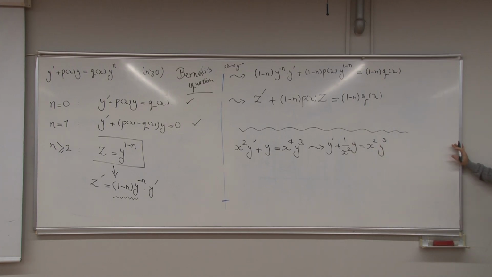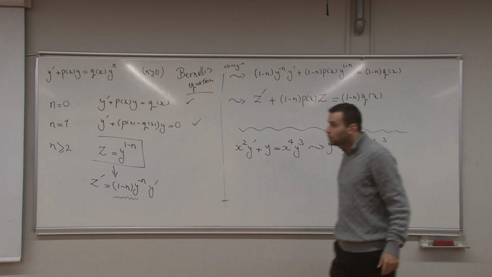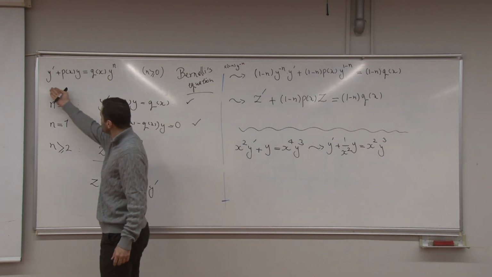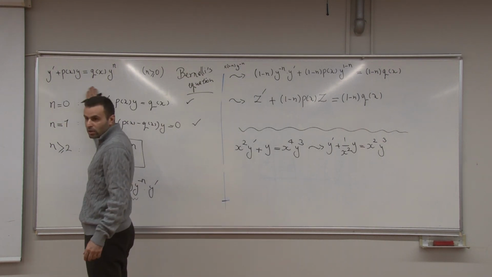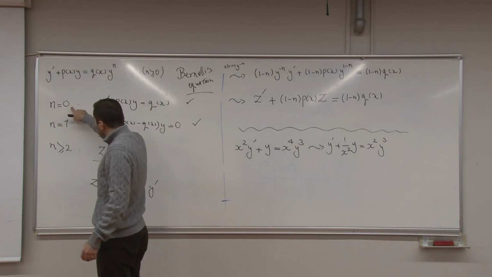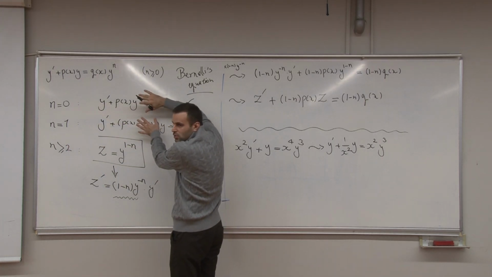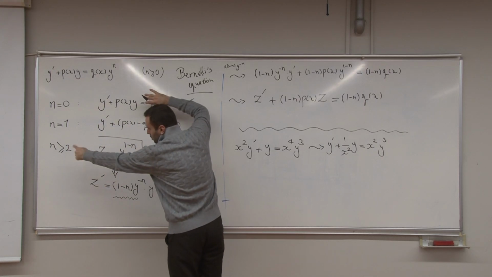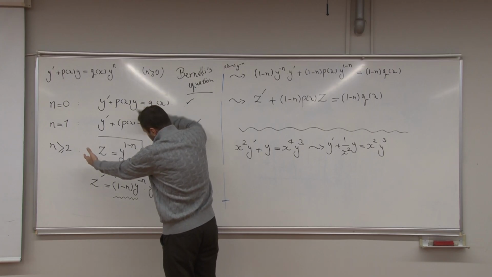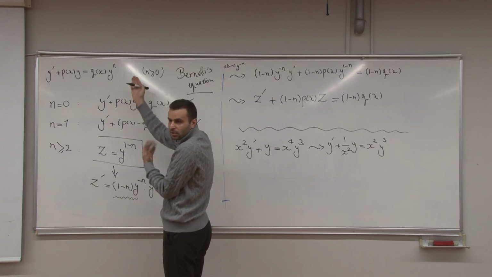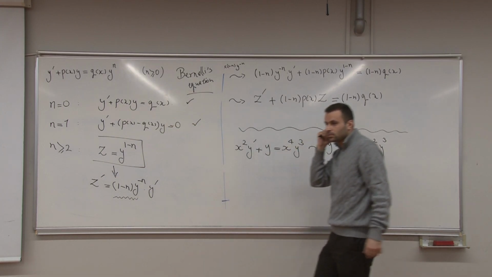So I forgot what a Bernoulli equation is. This kind of equation is called a Bernoulli equation. For n equal to 0 and n equal to 1, it is basically useless. And for n greater than or equal to 2, this is called the Bernoulli equation. Okay?